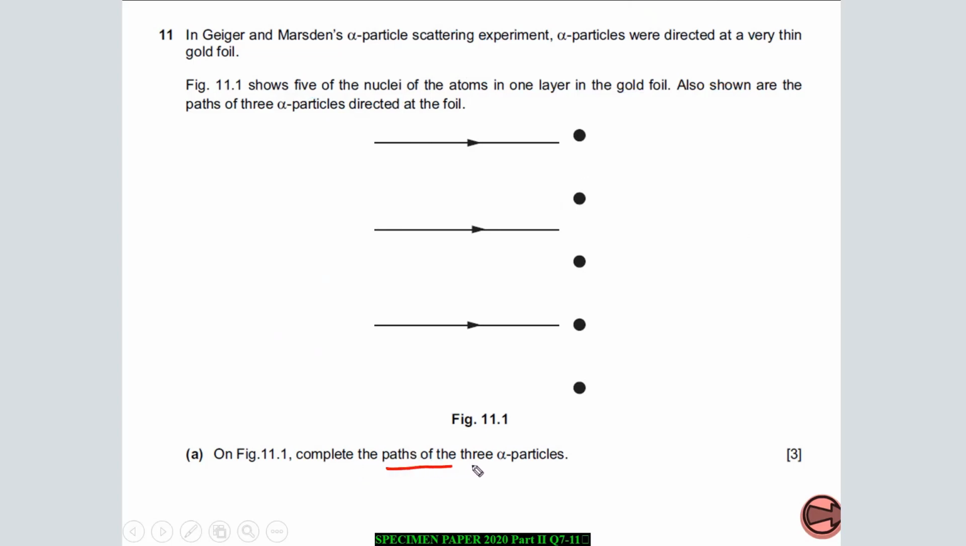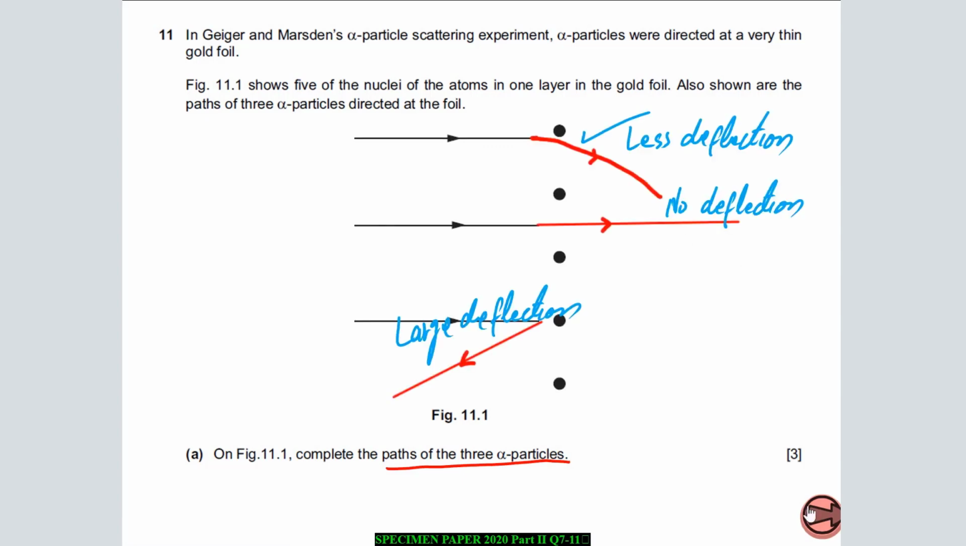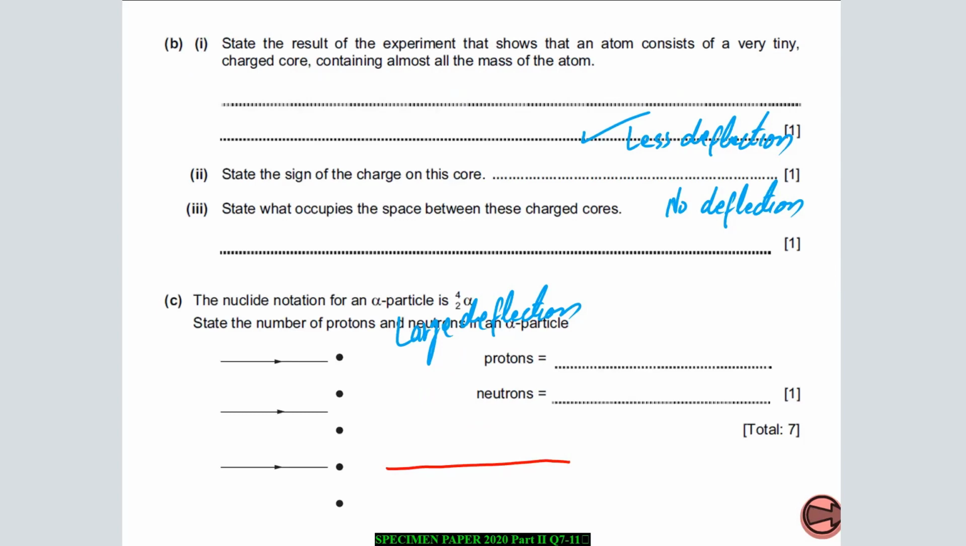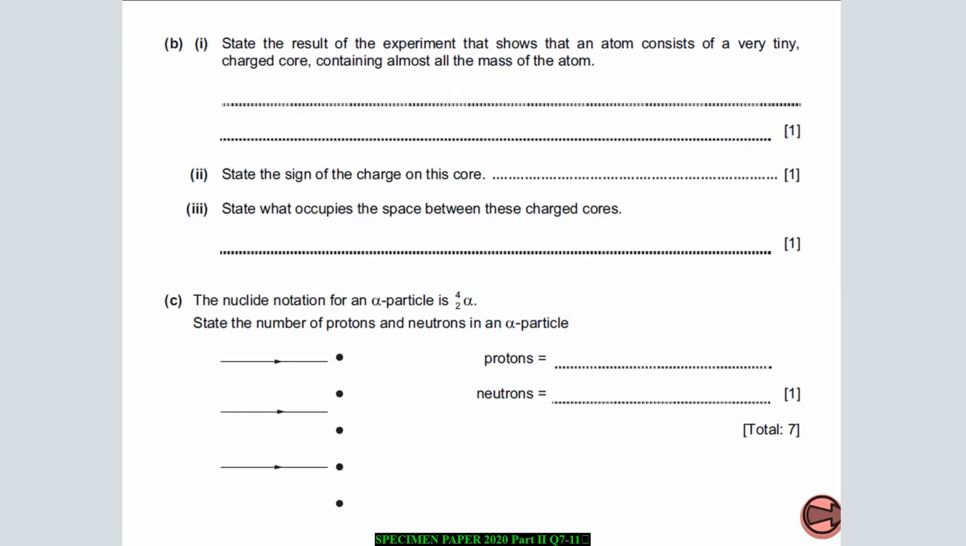Let's try to answer the last question now. Complete the paths of these alpha particles. First thing we need to understand, as this alpha particle is between them, it will go almost in a straight line. It is coming right on this nucleus, so it will bounce back, it will be deflected back, and this angle will change. So we just need to draw the straight lines. This is how we can draw.